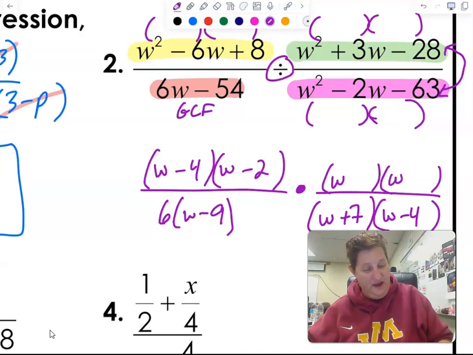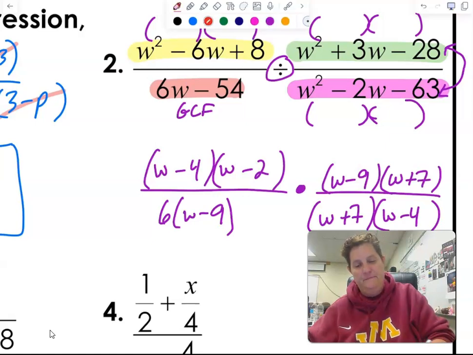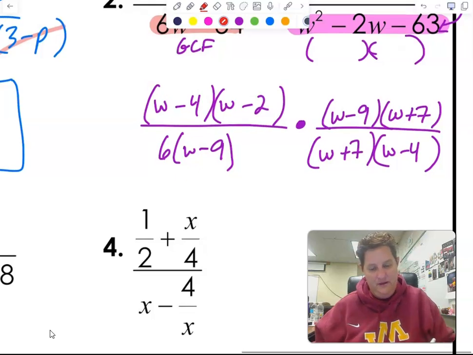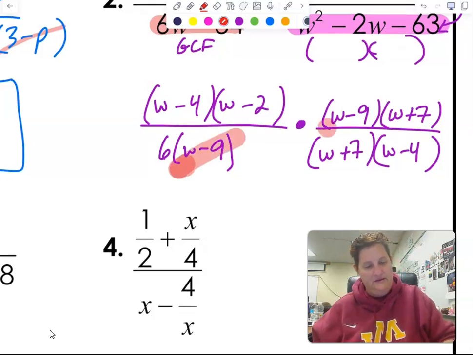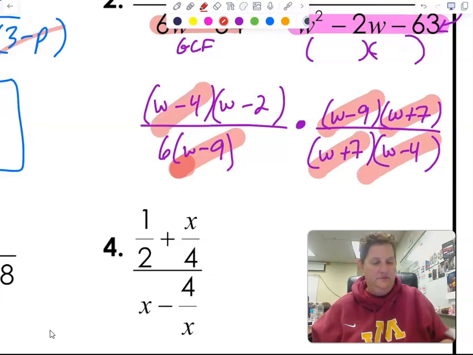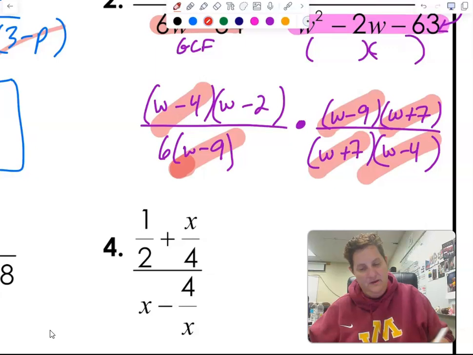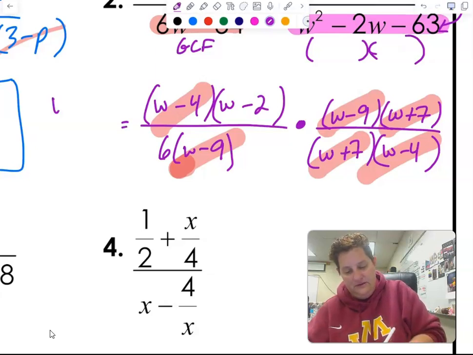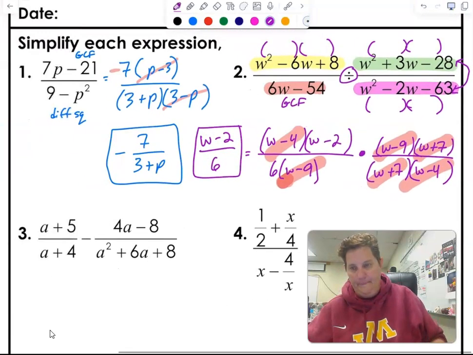That's 7 and 9. To get negative 2, it's minus 9 plus 7. Okay? Now I get to go through and see what I can cross off. This is the fun part, right? W minus 9, w minus 9, w plus 7, w plus 7. W minus 4, W minus 4. Okay? And what's left is your answer. So for this, my answer, maybe I'll put it over here, is W minus 2 on the top over 6. Alright?